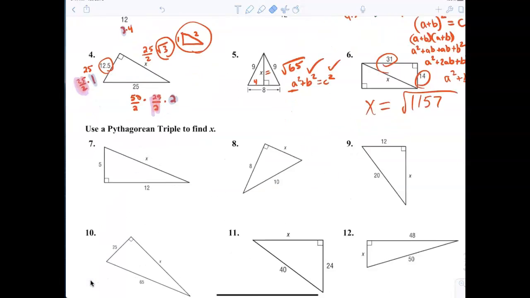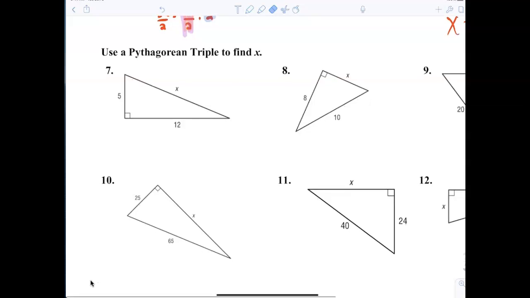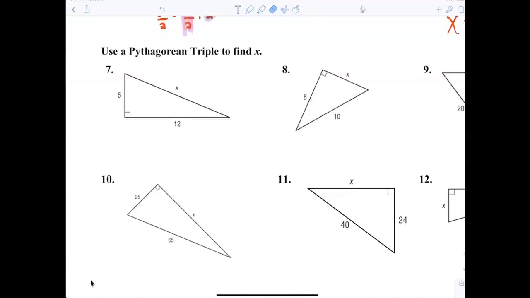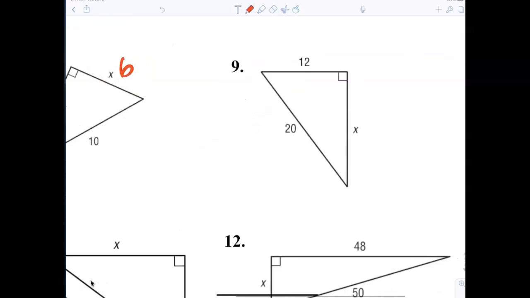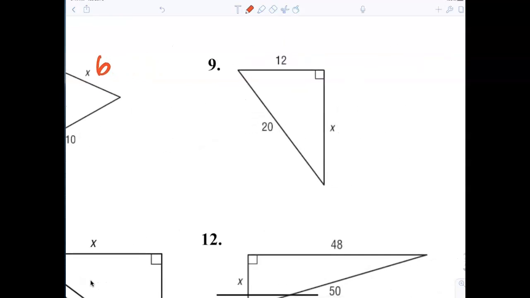Now here they're saying to use the triples. All right, so here we go. 7 is what? 13. All right, here we go. 6. Good job, guys. All right, over here, what's common? 4. Right, so this is 4 times 3, 4 times 5. 16. Yeah, guys, come on. Good job, 16. Everybody with me? Come on now, speak up.